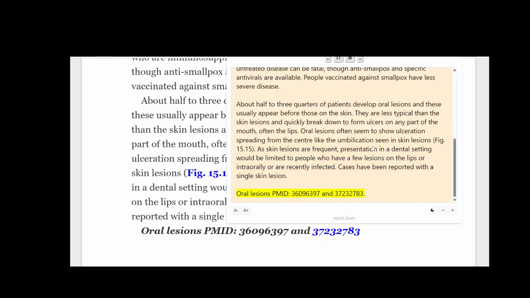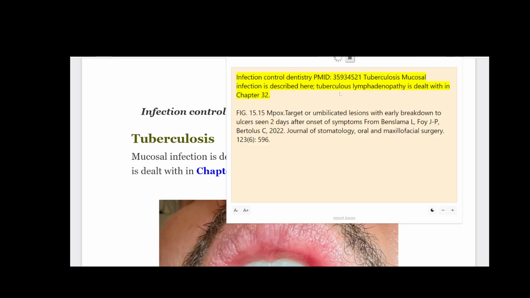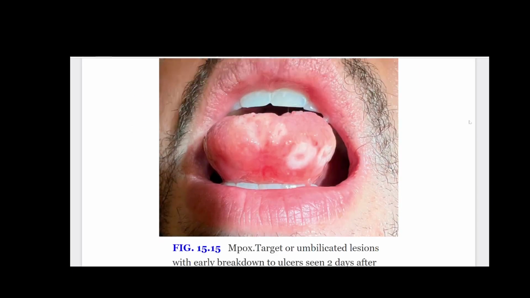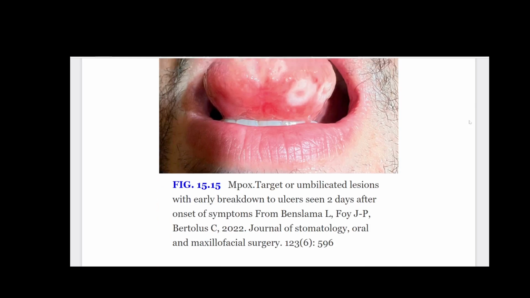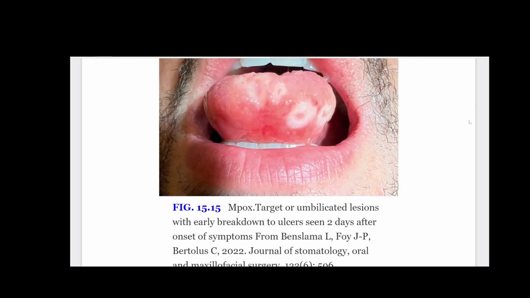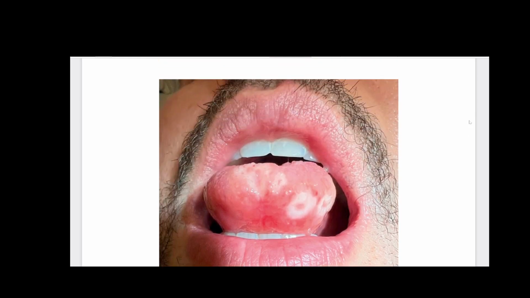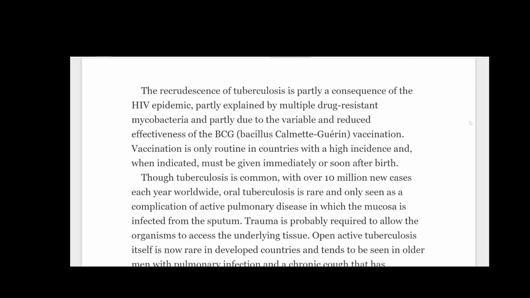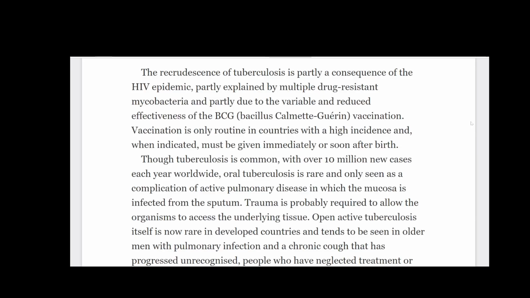Oral lesions PMID, 36,096,000. Infection control dentistry. Fig. 15.15 Mpox. Target or umbilicated lesions with early breakdown to ulcers seen 2 days after onset of symptoms, from Benzlama L, Foy J.P., Bertolis C., 2022. Journal of Stomatology, Oral and Maxillofacial Surgery. 123, 6, 596.